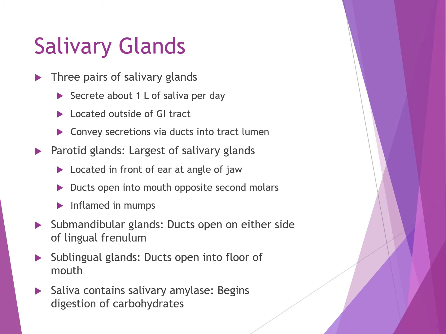The ducts of the parotid glands open into the mouth opposite the second molars. If you have mumps, this is what becomes inflamed, okay? The submandibular glands, as it suggests, are low in the mouth, on the floor of the mouth, and the ducts of those open up on either side of the lingual frenulum. And then the sublingual glands, again, are on the floor of the mouth.